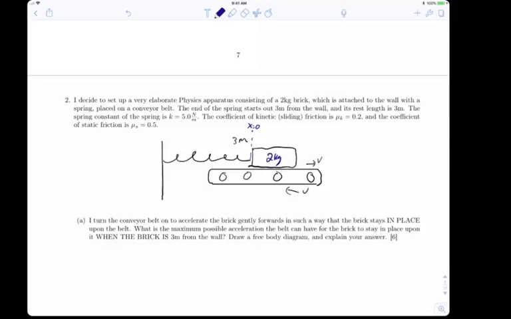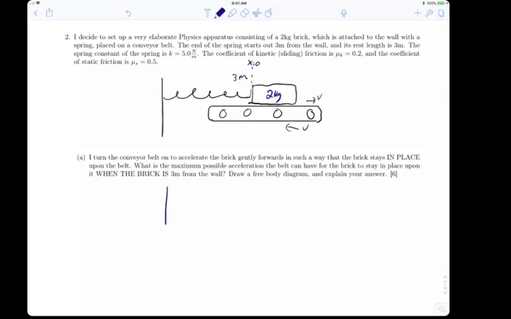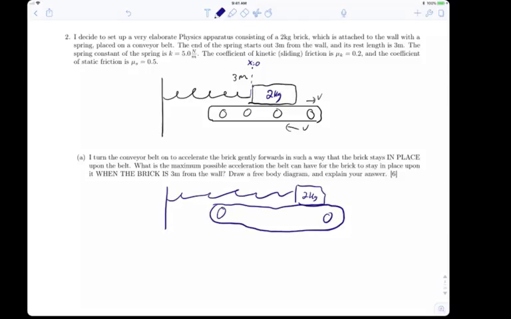You turn on the conveyor belt to accelerate the brick gently forwards in such a way as the brick stays in place upon the belt. So it's being stretched, and staying in place. What's the maximum possible acceleration the belt can have for the brick to stay in place when it's 3 meters from the wall? Okay.